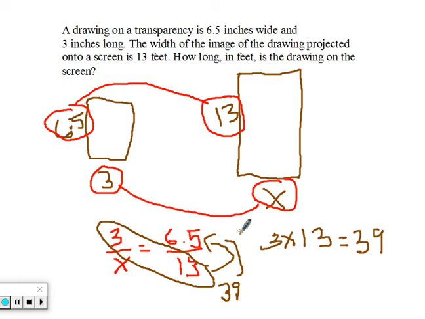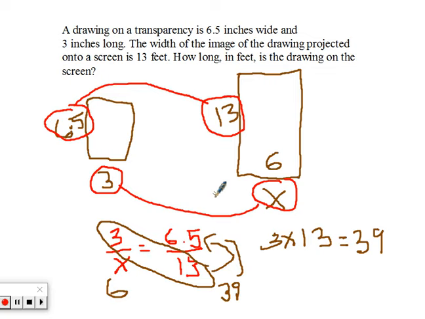But if you need practice on that, go ahead and do it on the side, and then see how you did compared to mine. So 39 divided by 6.5 equals 6. So x equals 6. So x equals 6.